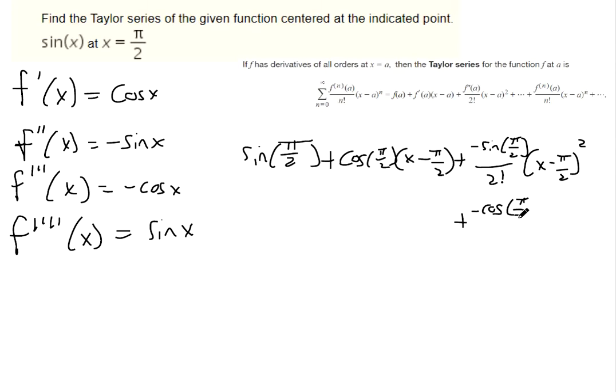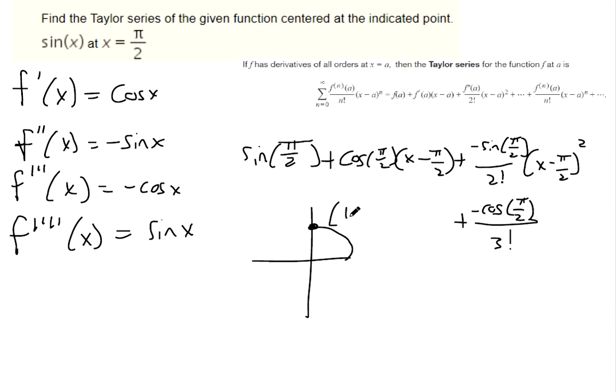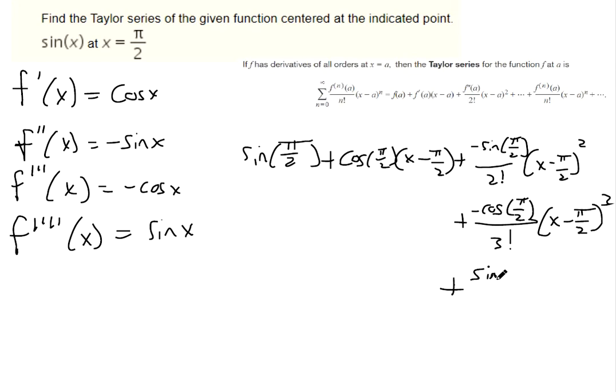So now the third derivative, it's negative cosine. Actually, I think we're going to need to do one more because we're going to get a lot of zeros. Pi over 2 means 90 degrees. Cosine is the x coordinate on the unit circle, so this is 0, 1. We probably should go one more term. I'm kind of out of room here, but one more, just because we're going to have so many zeros. Now, working on the fourth derivative, we're back to sine.